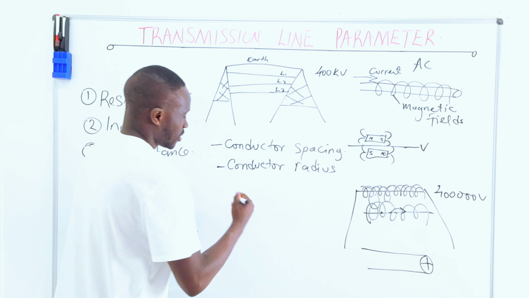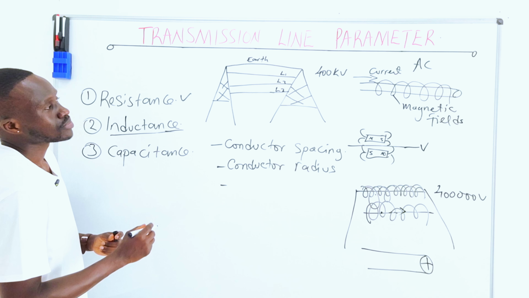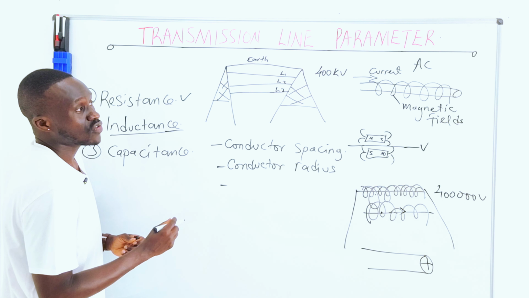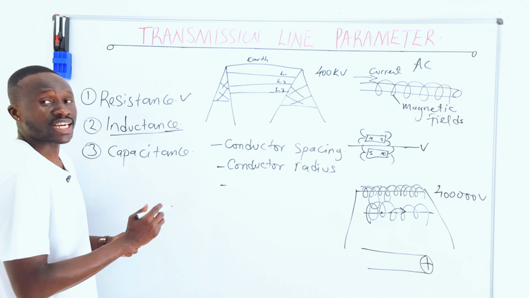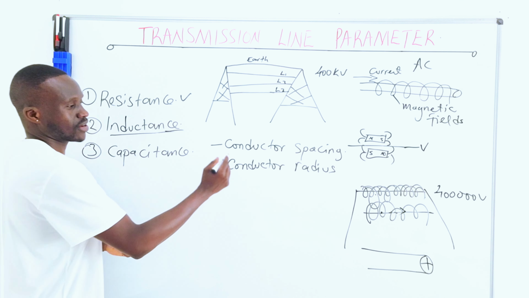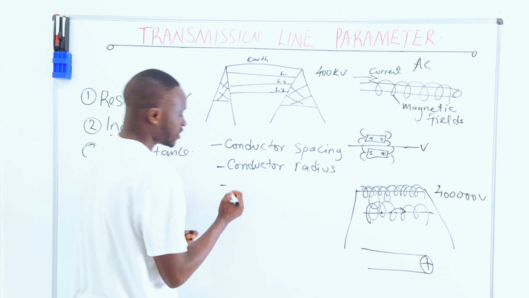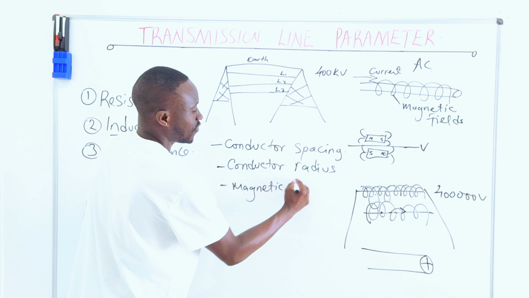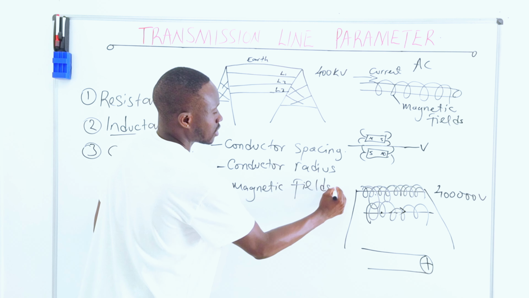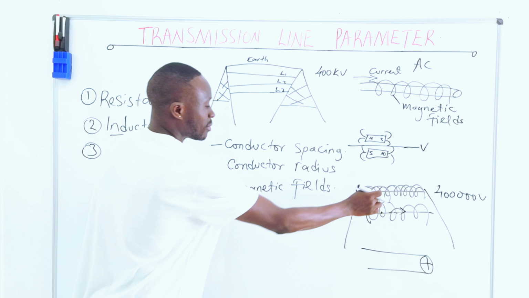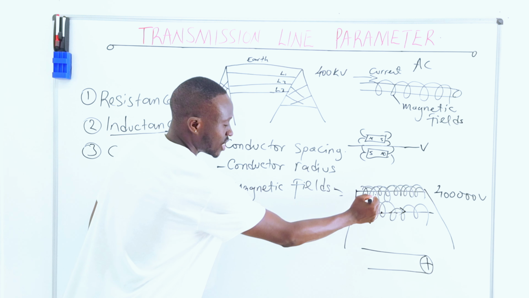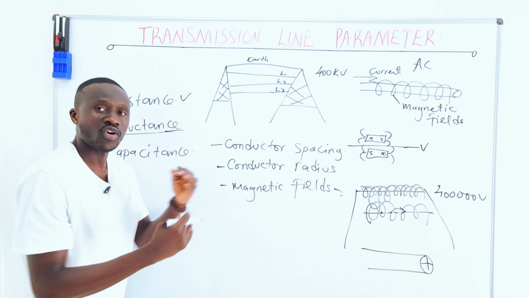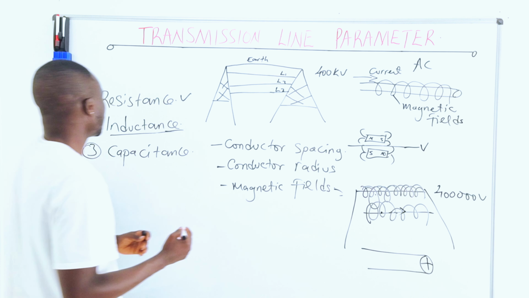Now, what else? We can have also the behavior of the magnetic fields of another conductor, which we have talked about. The magnetic fields of this other conductor, if these fields are induced in another conductor, they affect the flow of current.